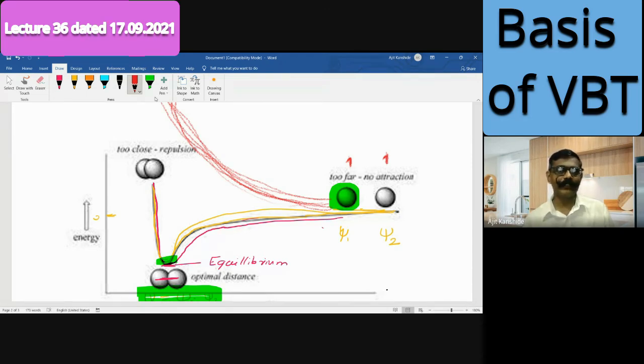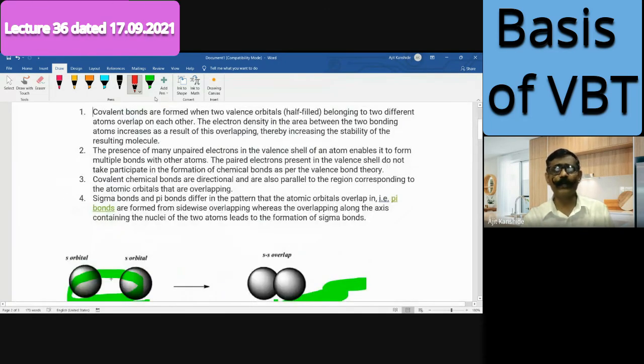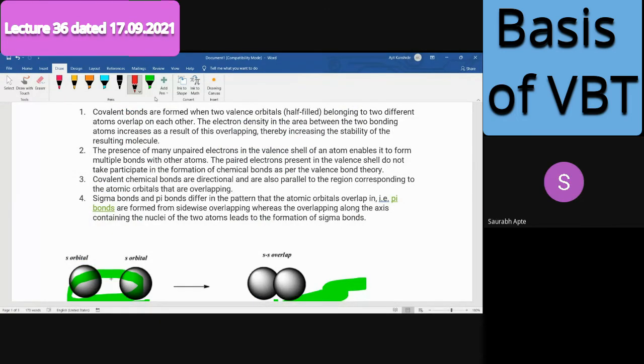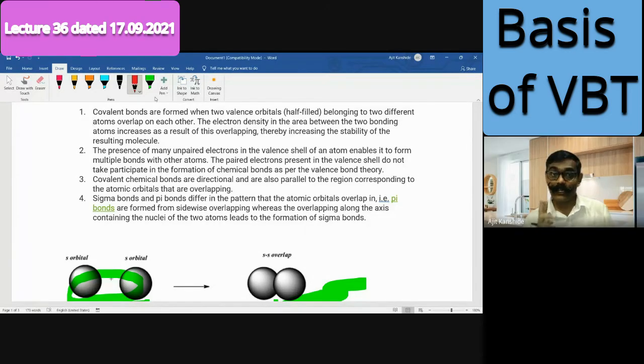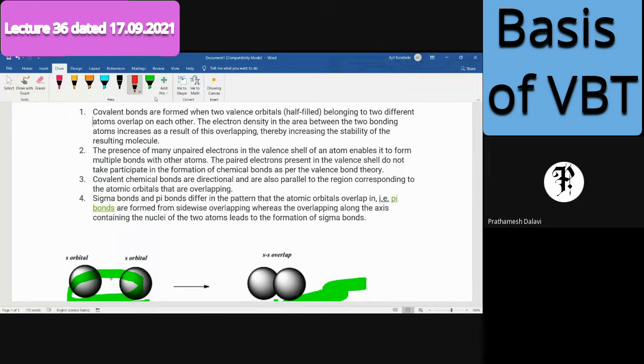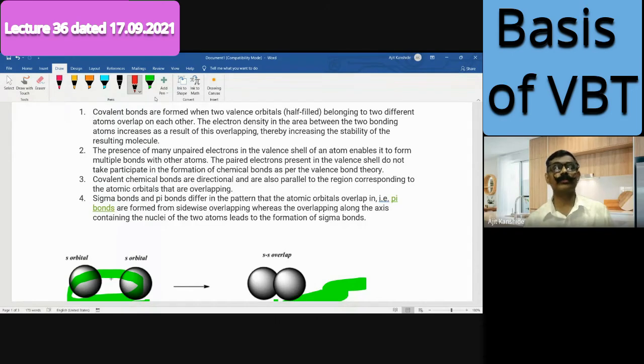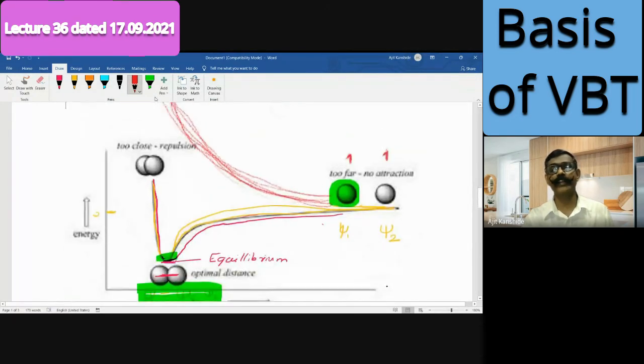Let us revise. The first postulate: during the formation of a covalent bond, there should be overlap. Second postulate: if many protons are there, then there will be multiple covalent bonds with other atoms. The third postulate is regarding the directional property of covalent bonding, resulting in the proper geometry of the molecule. And the fourth postulate is regarding sigma and pi bonding. Regarding that, different examples were also given to you.